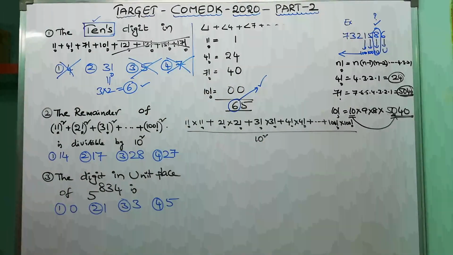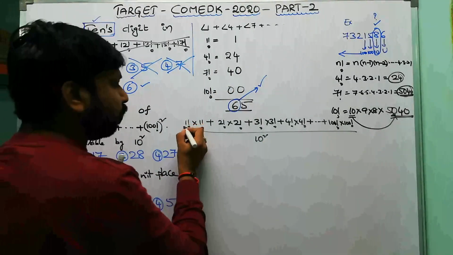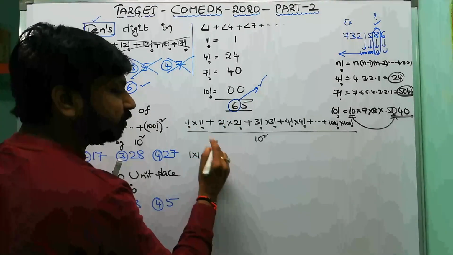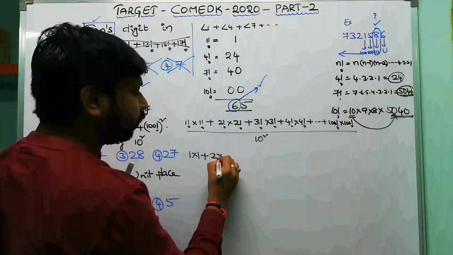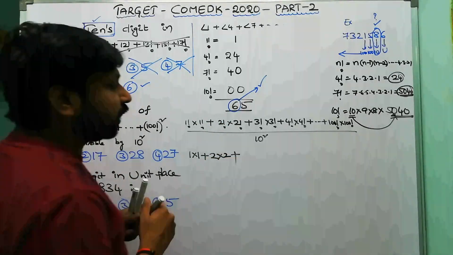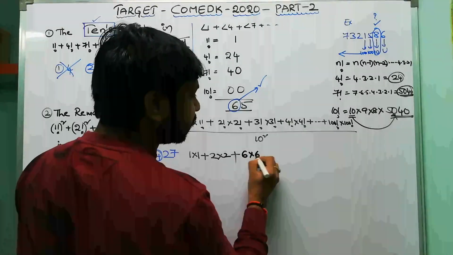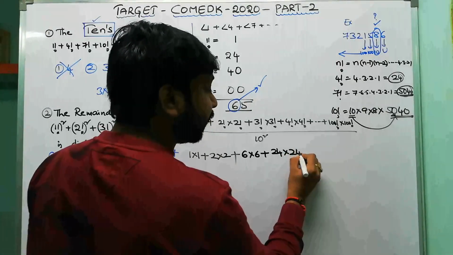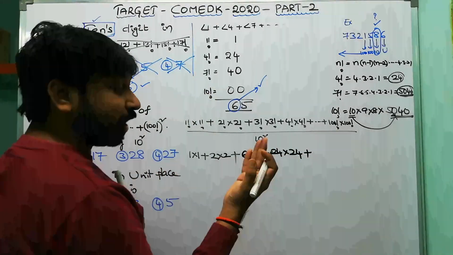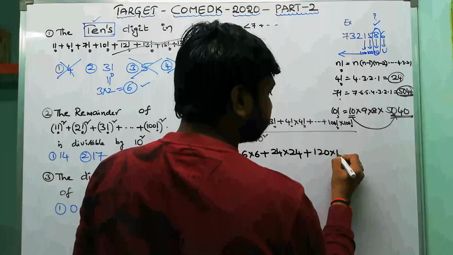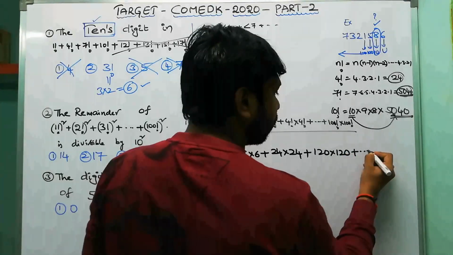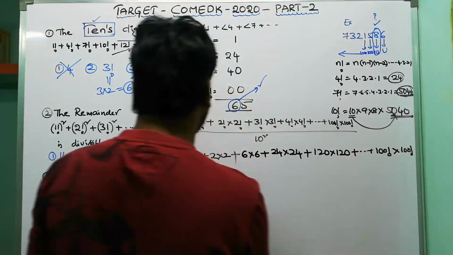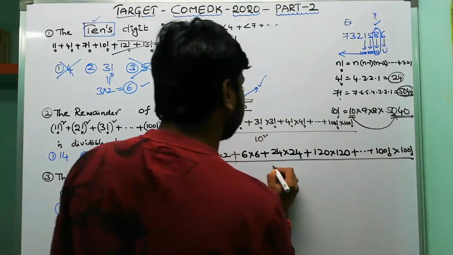Next, coming here, friends, what are you going to do? 1 factorial into 1 factorial means 1 into 1, plus 2 factorial into 2 factorial means 2 into 2. Then 3 factorial into 3 factorial means 6 into 6, plus 4 factorial into 4 factorial, 24 into 24. Next, 5 factorial into 5 factorial, 120 into 120, plus so on, plus 100 factorial into 100 factorial, since you don't know its value. All divided by 10 square, which means 100.